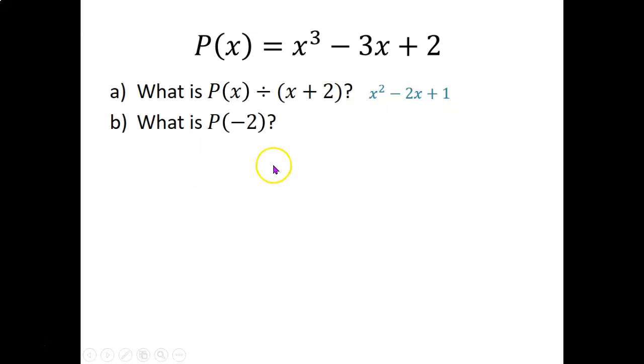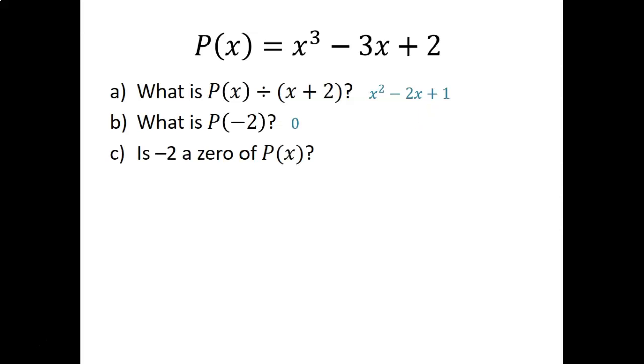Next question, what is p of negative 2? Well, we've already done the work. P of negative 2 should be the remainder we get when we divide by x minus negative 2, or x plus 2. What we just did. We had negative 2 out in front. We did the synthetic division. The remainder we got was 0. So p of negative 2 is 0.